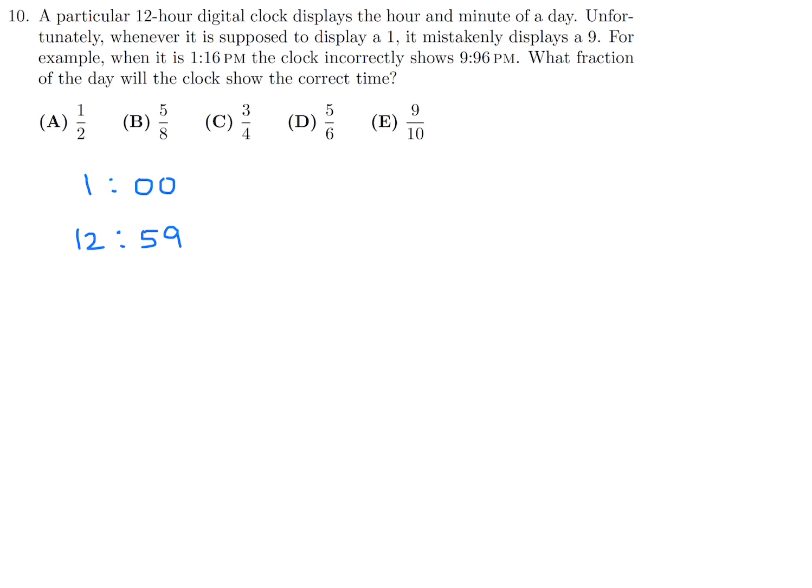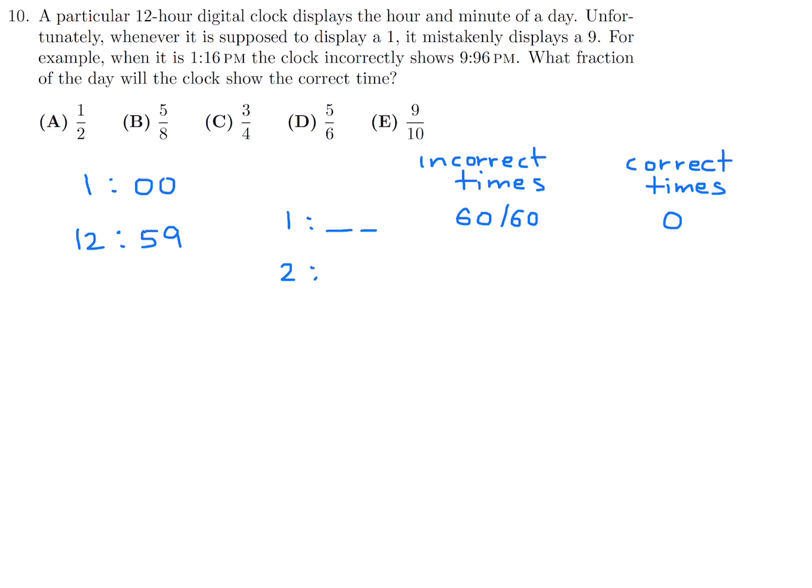So we'll make a little table and we'll talk about incorrect times and we'll talk about correct times. So first, let's talk about when the clock is 1 something, 1 o'clock, 1:20, 1:30, like that. Because there's a 1 there, every single time from 1 to 1:59 will be incorrect because it's always going to show the 9. So all 60 minutes will be incorrect. So there's 60 out of 60 will be incorrect and 0 will be correct.